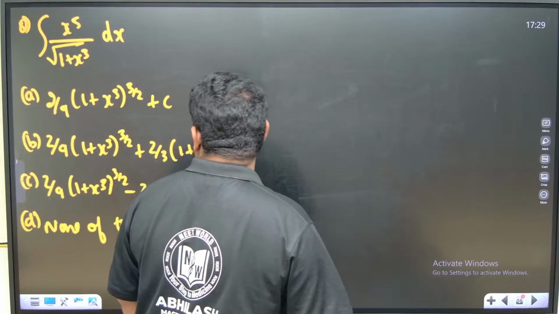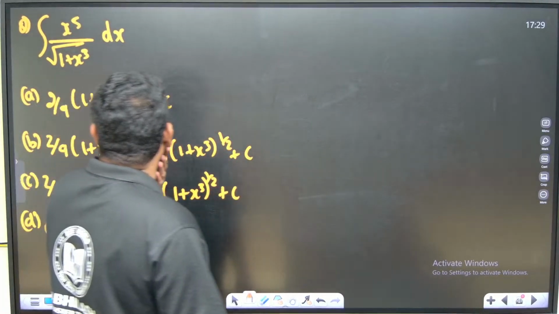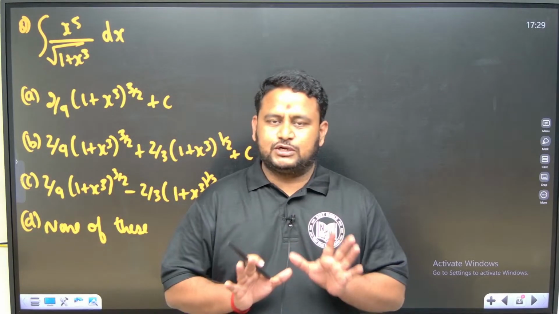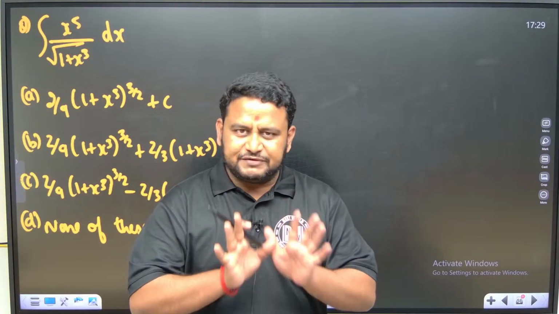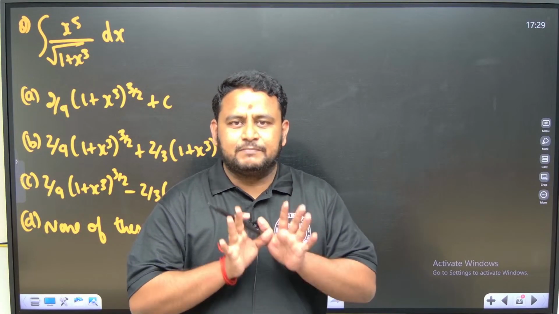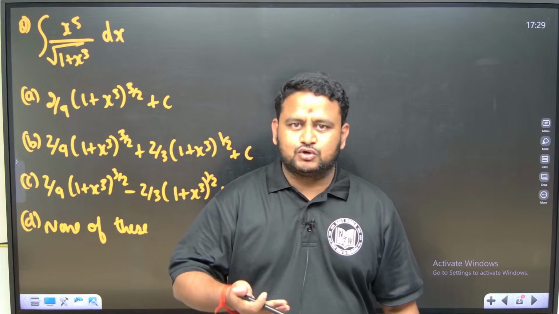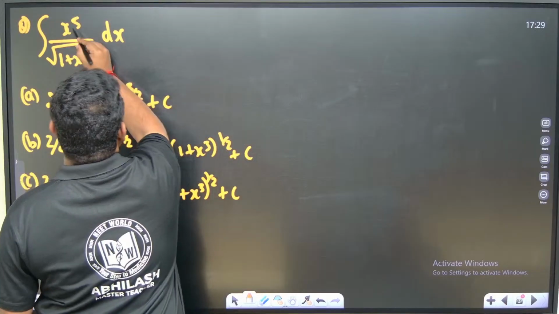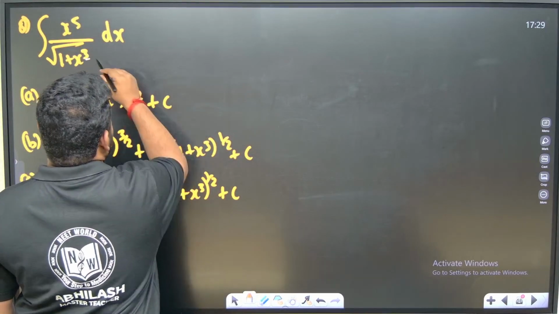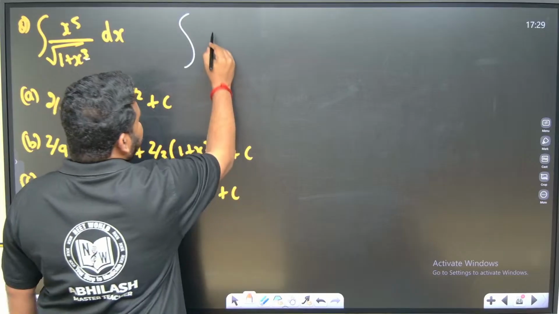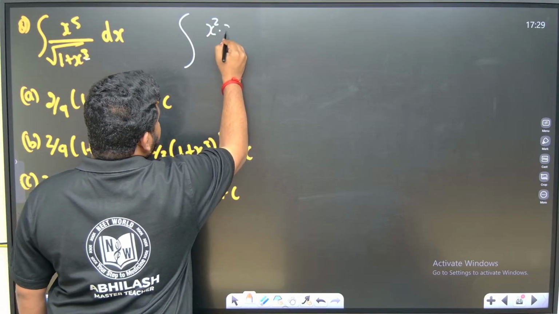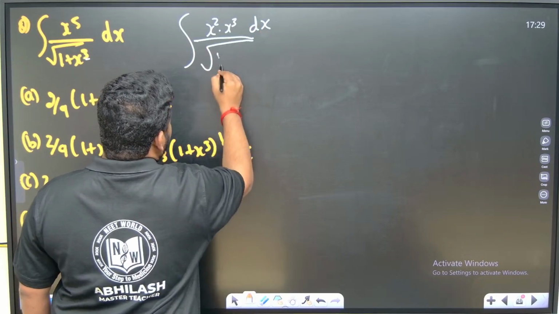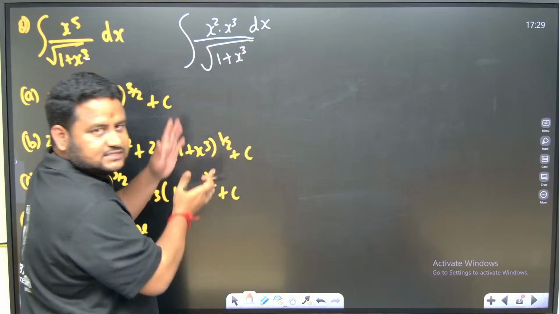Look at this question. They have given the integral of x to the power of 5 by square root of 1 plus x cube. I told you, whenever you have a square root, please substitute whatever is within the square root as t. But before that, x to the power of 5 is there and x cube is there. So x to the power of 5 I can split and write as x square into x cube, by the law of exponents, by square root of 1 plus x cube.